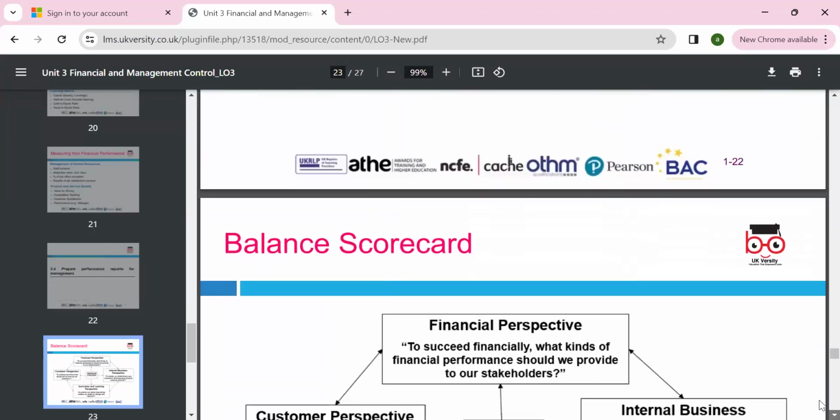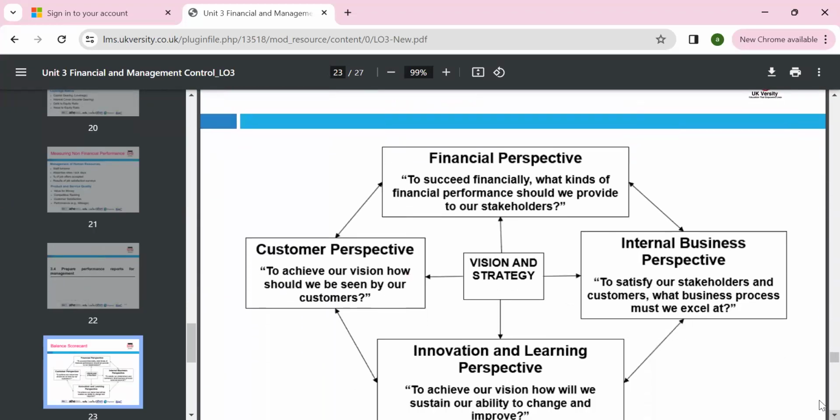Which we can look around, the case study. So we can look around the financial perspective to assess the success of the financial, and what kind of financial performance should be provided.